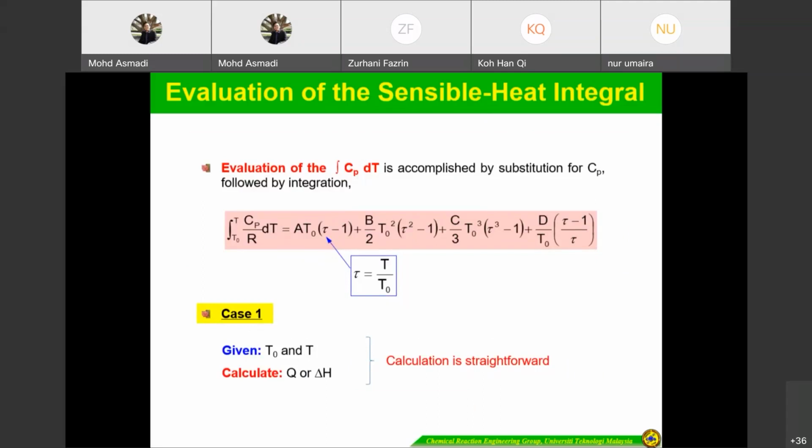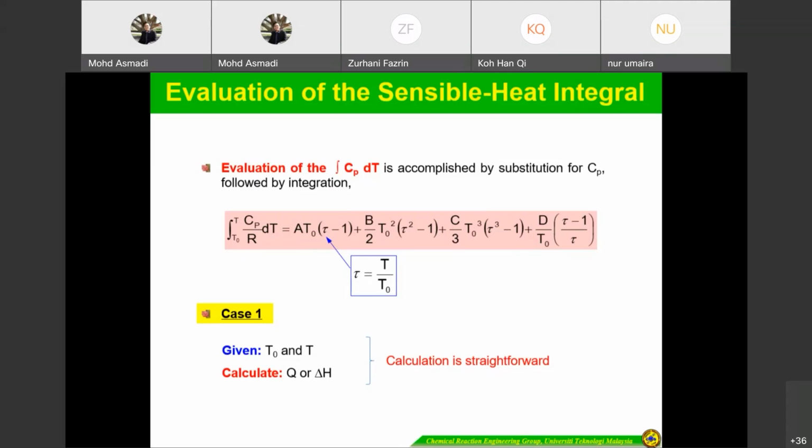Okay, a change in enthalpy, and then you have to determine the heat, given the initial temperature and final temperature. There are two cases here. You can use this equation. You have to remember this one is for the heat integral, which we consider for the real system.